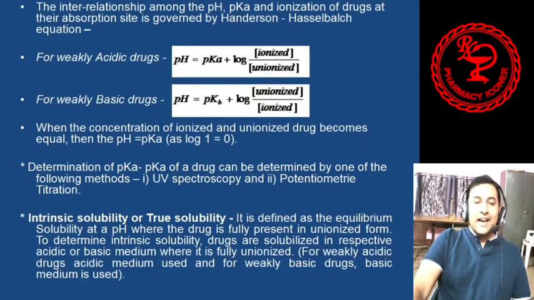To determine the intrinsic solubility, drugs are solubilized in their respective acidic or basic medium where it is fully unionized. For weakly acidic drugs, an acidic medium or acidic buffer is generally used, such as 0.1 normal HCl, and for weakly basic drugs, a basic medium is used. Generally, phosphate buffers are used for determination of intrinsic solubility of basic drugs.